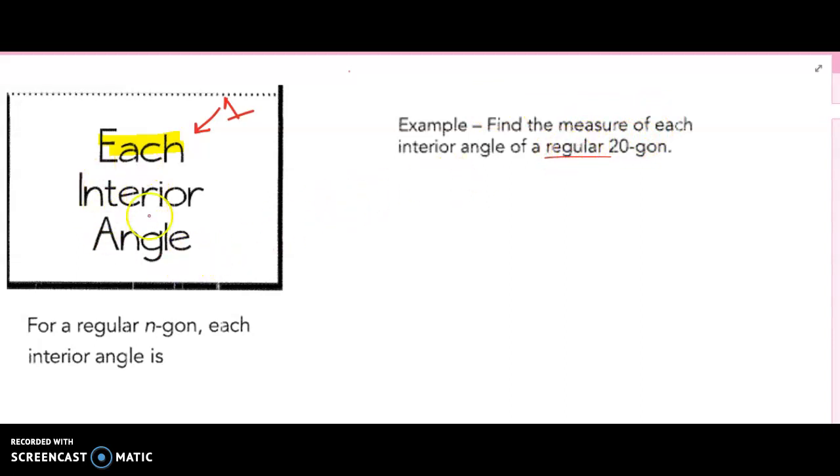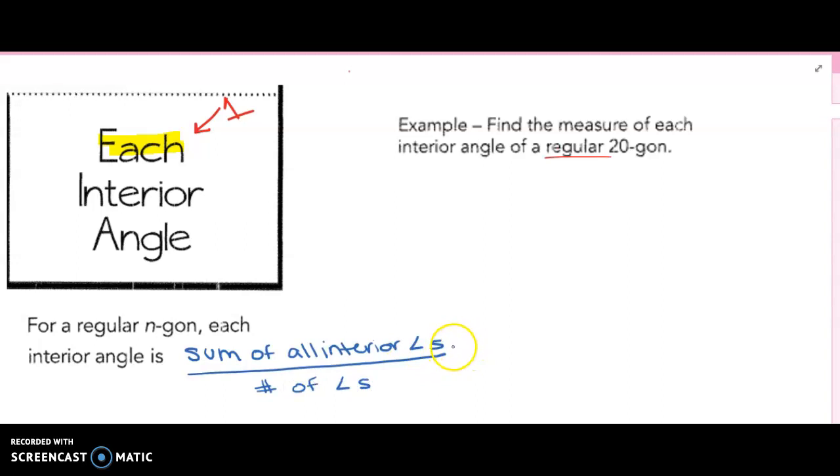Okay, so each interior angle, so we want to find the measure of one angle. So what we did before, the n minus 2 times 180, that was the measure of all of them added up. Now we just want to find one of them. Okay, so we also have a formula for this. For a regular polygon, it would be the sum of all interior angles divided by the number of angles, okay? And that should make sense if you think about it.